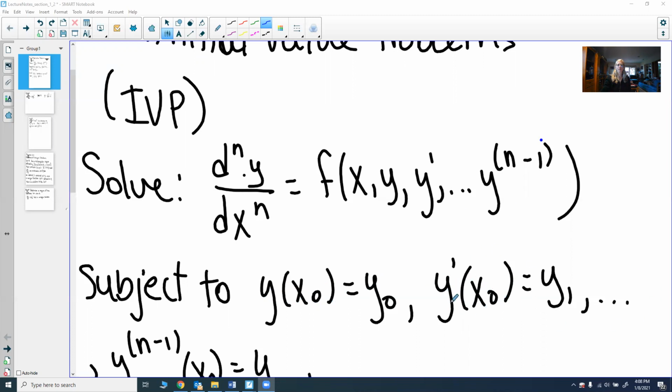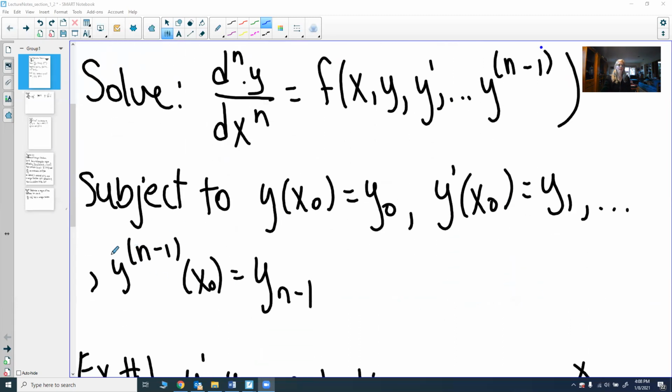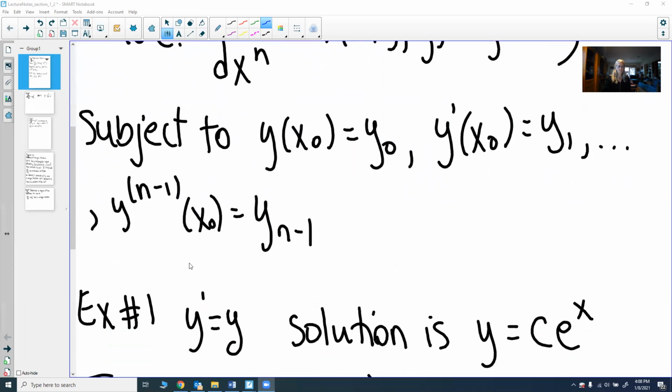And so you get y prime at x0 is equal to some different value of y, we'll call it y1. And you keep going up, so you get the n minus first derivative of y at that same x0 value is equal to some other y value. Notice this is an nth order differential equation, and there are actually n initial values. This y of x0 is your first one, and then there are n minus 1 of the rest. So that gives you n of them.